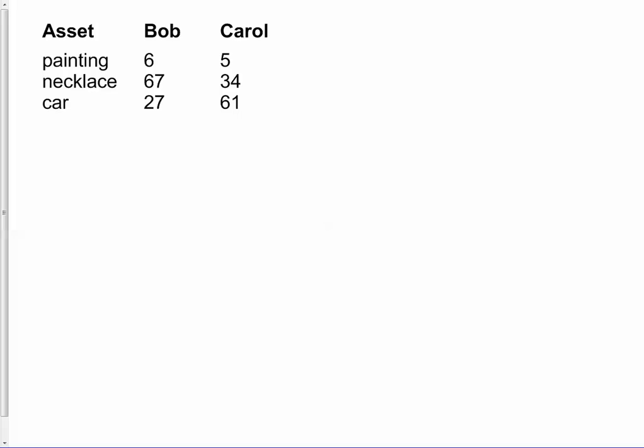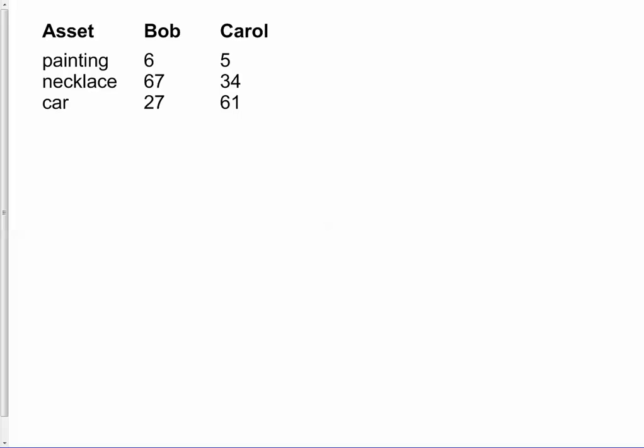So this video is just going to give you a couple more examples of the adjusted winner procedure that we learned in class. This procedure is meant as a way of dividing up a bunch of assets between two people or two parties. In this case we have just three assets, a painting, a necklace, and a car. And two people, Bob and Carol, are trying to decide who gets what. Maybe this is an inheritance thing or something like that.